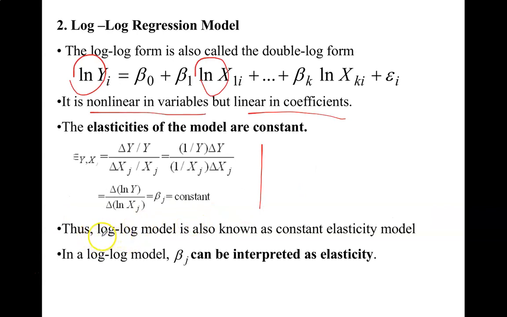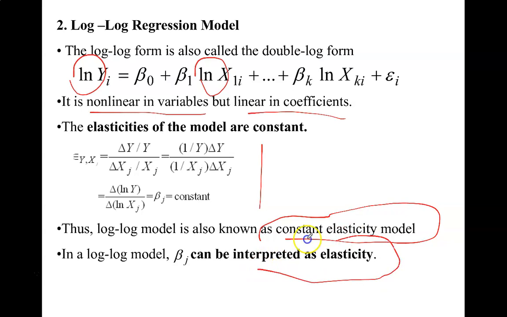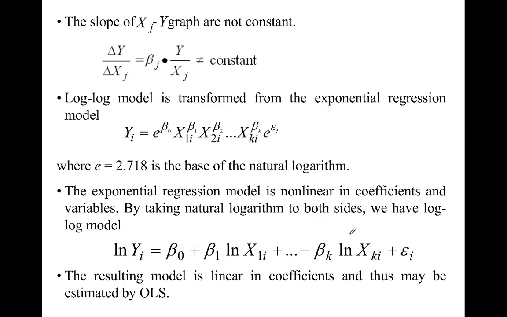In that particular scenario, the double log model is also known as the constant elasticity model, because the coefficient will be interpreted as elasticity. But not in the linear model, right? The interpretation does not represent elasticity. That's why they are not constant in that sense. All right, so we move forward to another model.